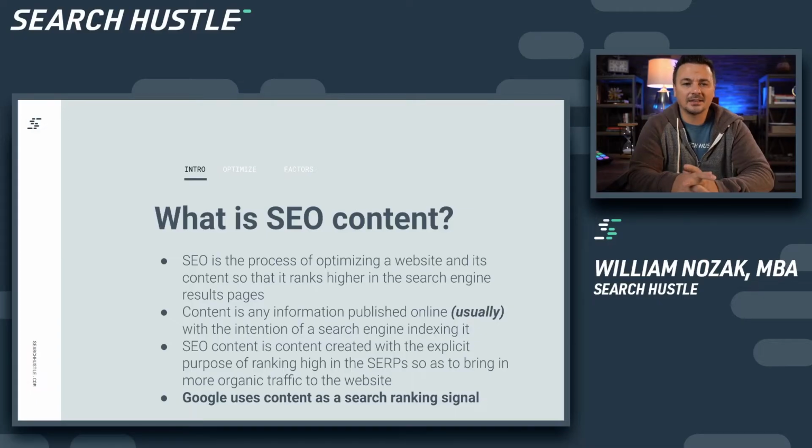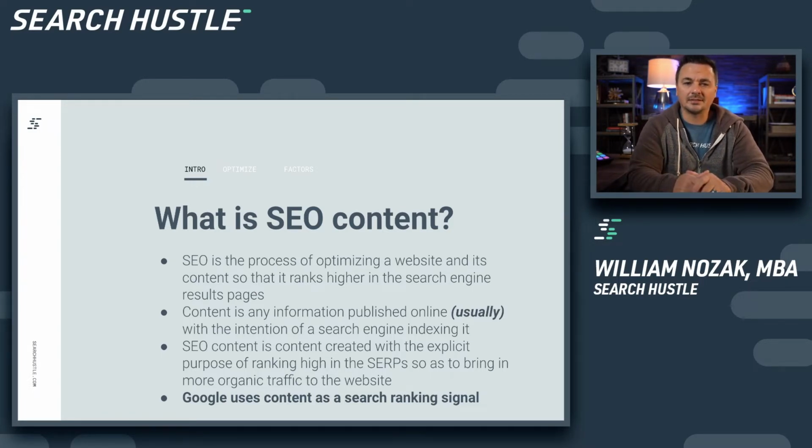SEO content is content created with the explicit purpose of ranking high in the SERPs, so as to bring in more organic traffic to the website. When we're talking about Google, Yahoo, Bing, and other engines out there, image search, video search, social media searches, it's really important to have content on your website that's really specific to what you're hoping the user is needing. So whatever they're searching for in those engines, we certainly want to have something that matches up against that intent.